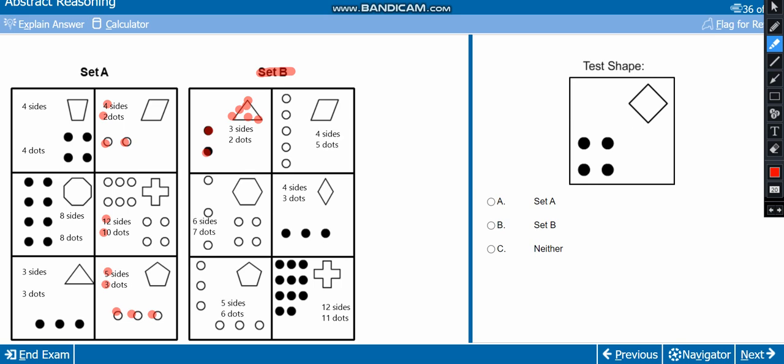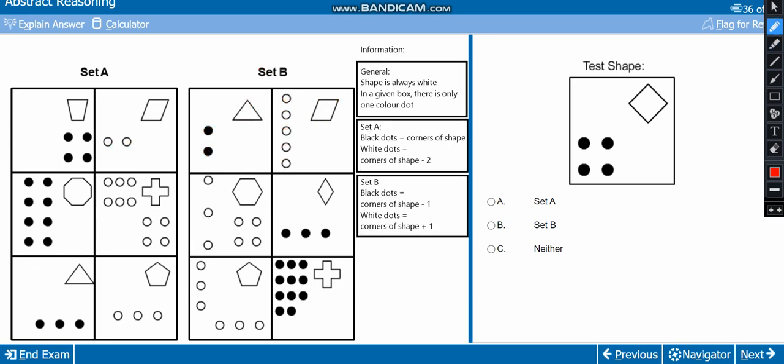And then when the dots are white, the opposite effect occurs. For a shape with 4 corners or 4 sides, there are 1, 2, 3, 4, 5 dots, 5 white dots, i.e. the number of white dots is equal to the number of sides plus 1.